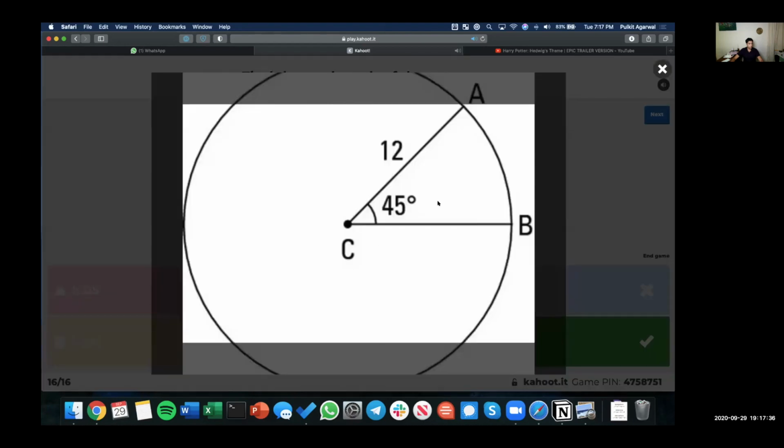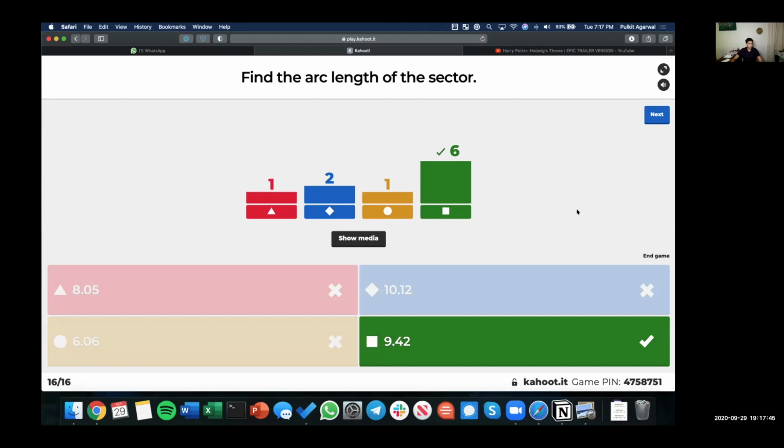Nice, good. So this is looking for the arc length, so 2 pi r. So 2 pi times 12 times 45 over 360. All right, I don't really want to show you the end. All right, hopefully that was fun.